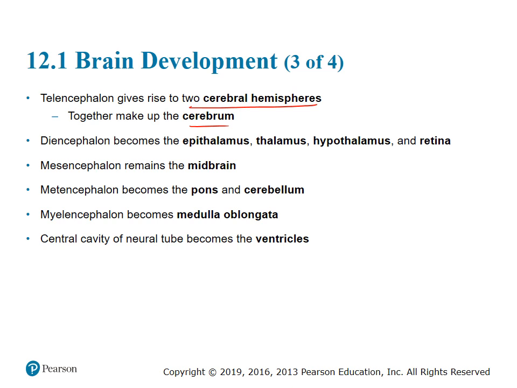And the diencephalon becomes the epithalamus, the thalamus, hypothalamus, and part of the retina, right? Actually, it's the outpouching of the brain, the back of our eye, in fact. Mesencephalon becomes the midbrain. The metencephalon becomes the pons and cerebellum. The myelencephalon becomes what we call the medulla oblongata. And we're going to see this cavity in the neural tube then become what we call ventricles, which we'll see also in a second.